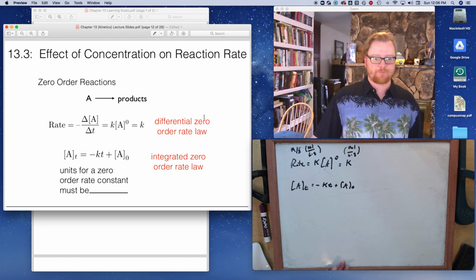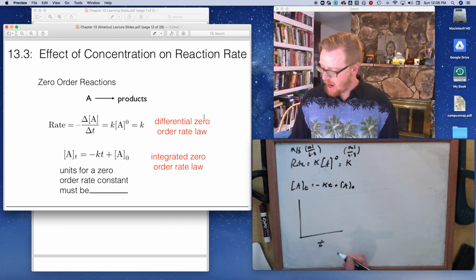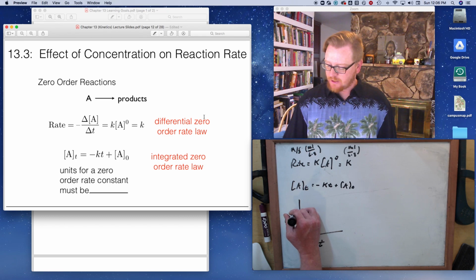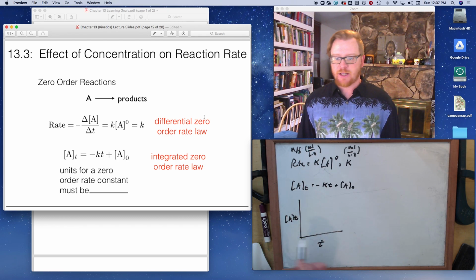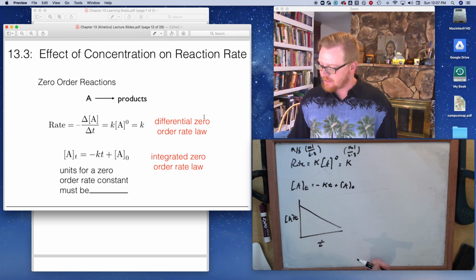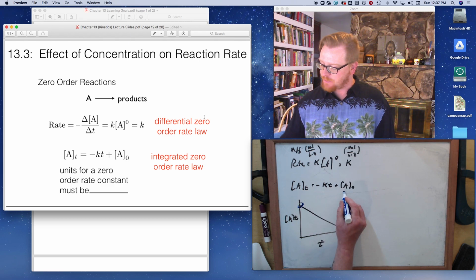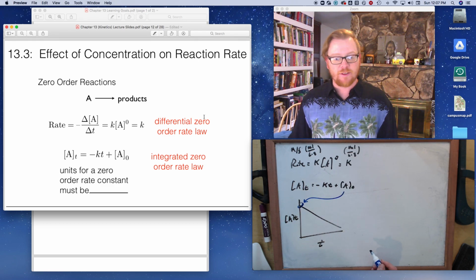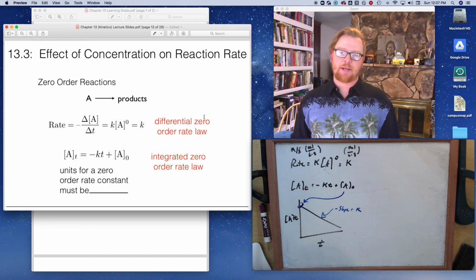All right? And then if I plotted time versus just concentration, not 1 over concentration, not natural log of concentration, just concentration, then I get this constant rate here. I can see the intercept is exactly equal to the initial concentration, and its negative slope equals k. All right?